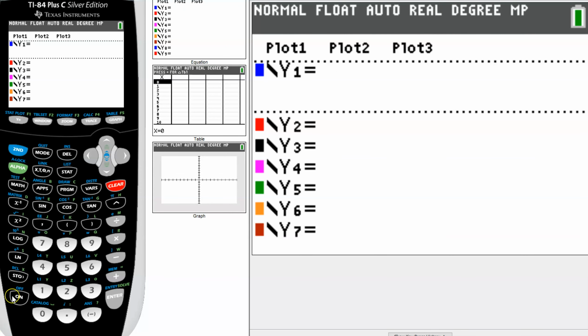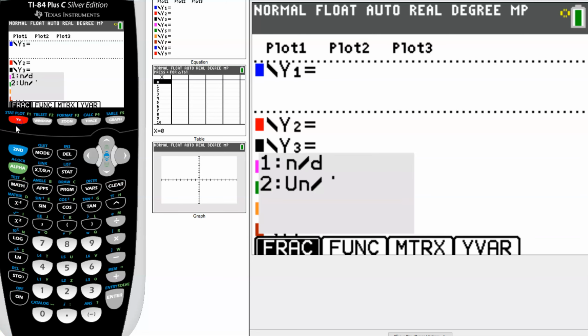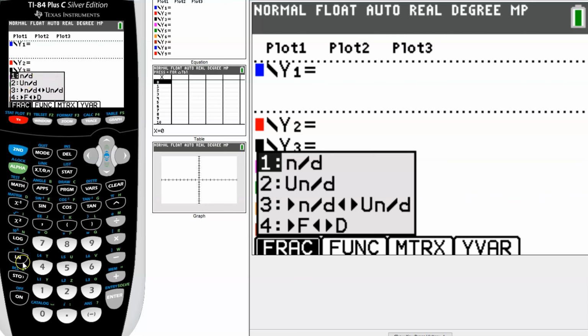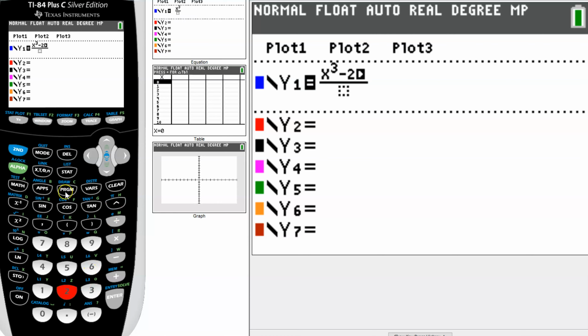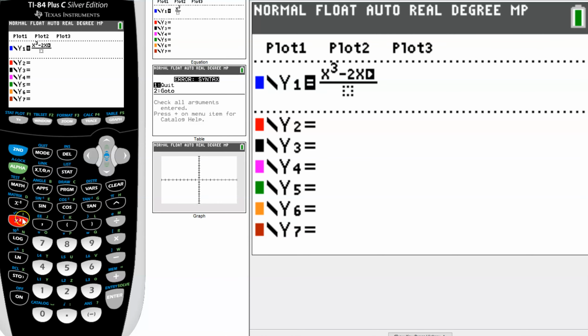So to graph these functions, you want to use alpha and y, and what it'll do is bring up fractions here. So if you select number 1, it'll put a fraction there. And now we can enter in our rational function. So x cubed, scroll out, minus 2x squared, minus 15x.